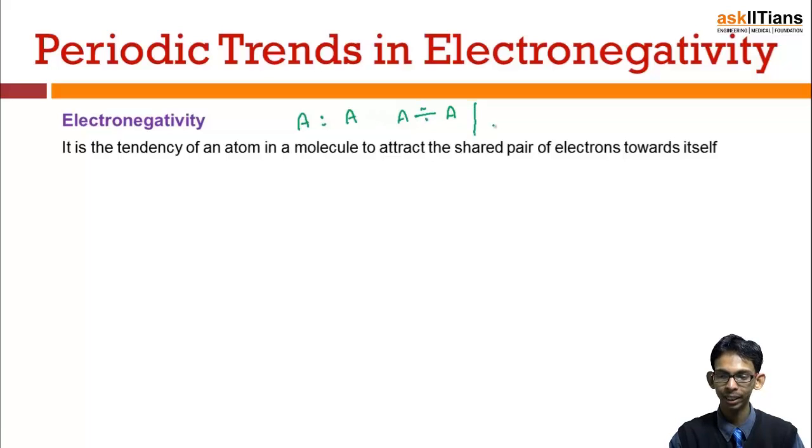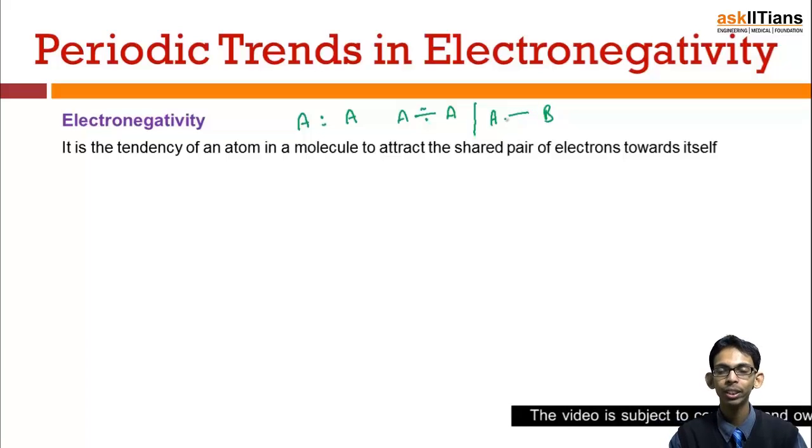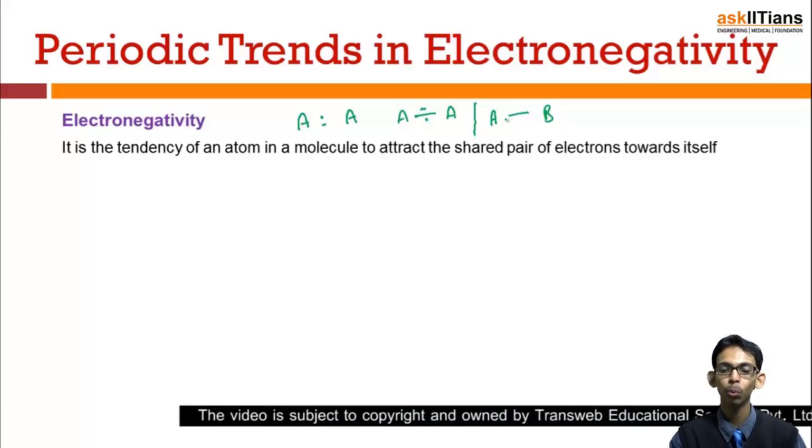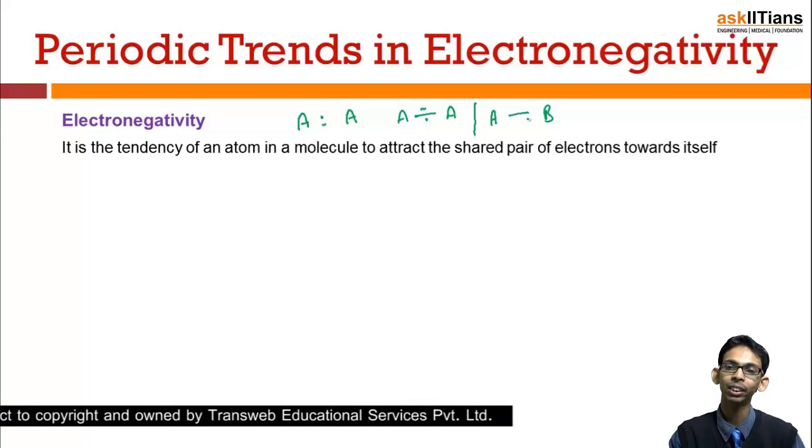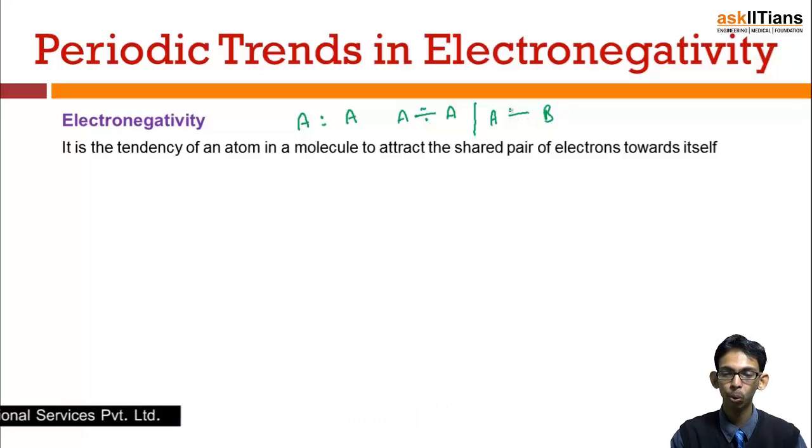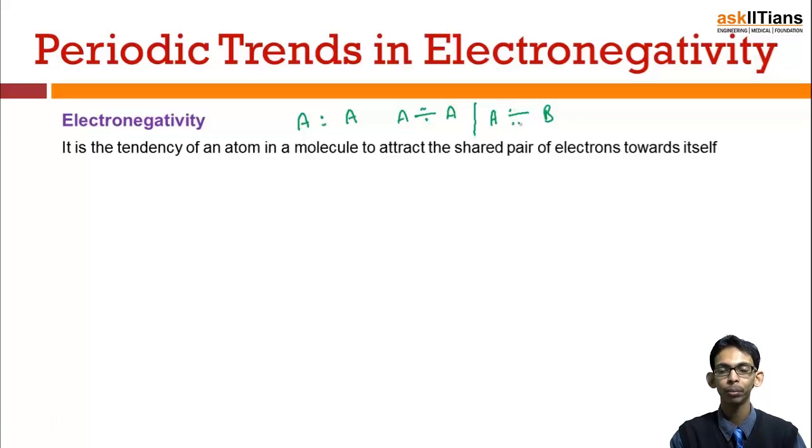Now what happens if these are two different atoms, A and B? In this case, one would be more electronegative and the other less electronegative. The one which is more electronegative will attract the shared pair of electrons toward itself more, and that's why the shared pair of electrons is no more at the center of the bond, but lies more toward the more electronegative element, causing a partial negative charge on this and a partial positive charge on this. This type of bond is called a polar bond.